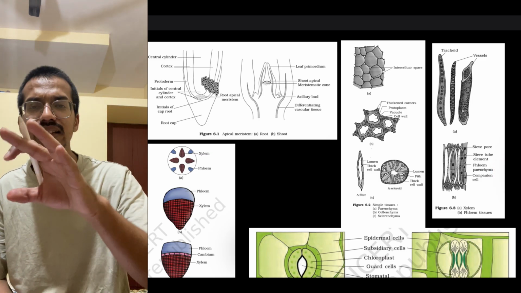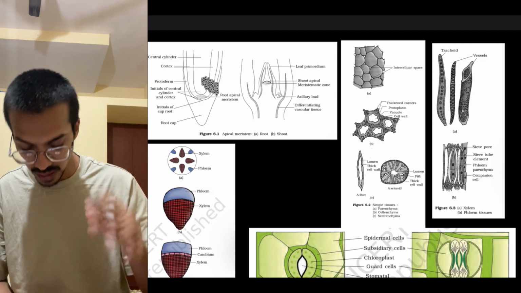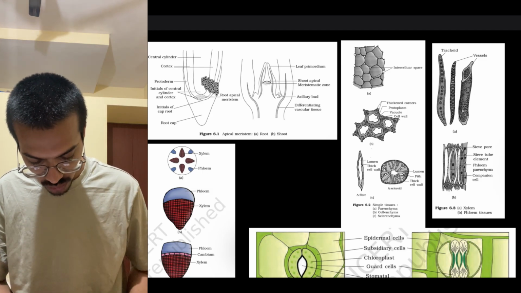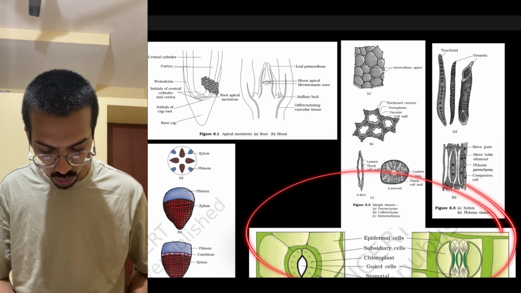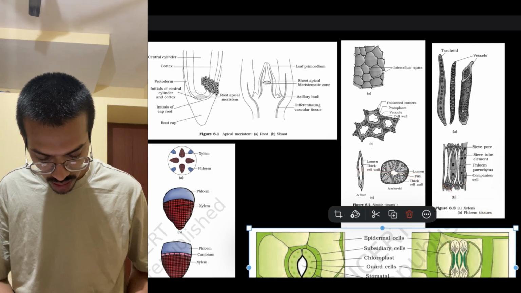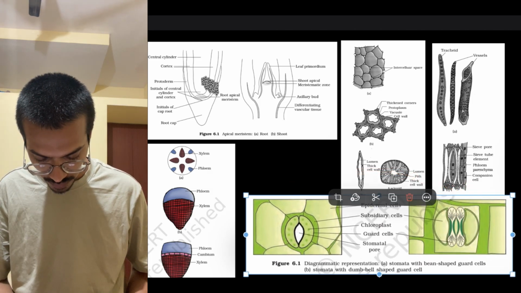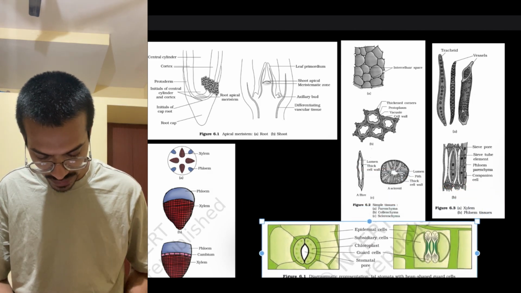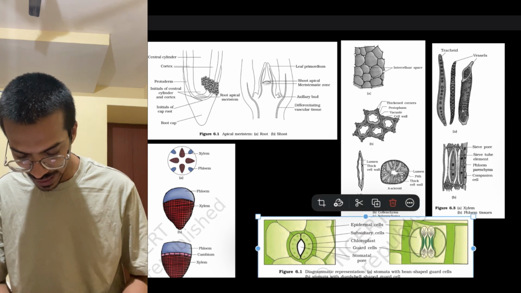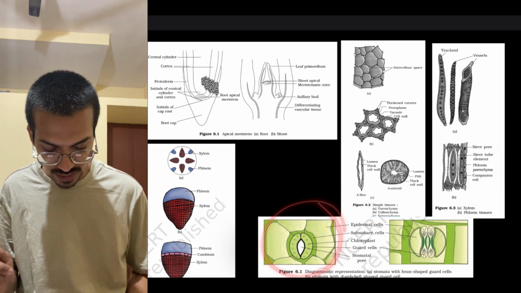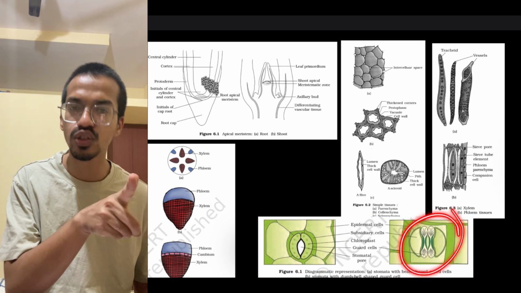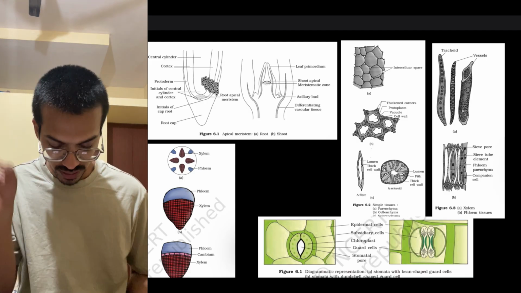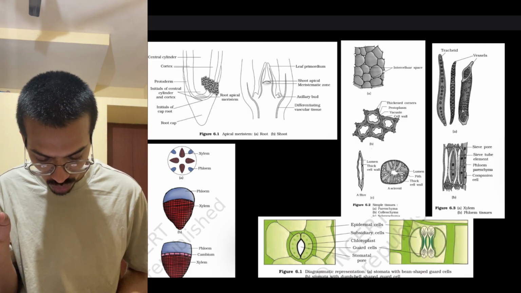Coming up to the next thing, the tissues present over there. So you have epidermal tissue. These are two different types of stomata. Number one is this dicot stomata, which is kidney bean shaped, and this is dumbbell shaped stomata present in the case of your monocots. Here these labelings are given to you, very important.